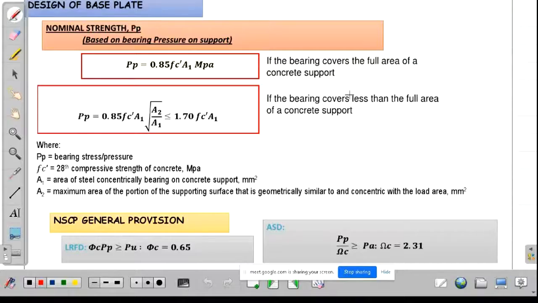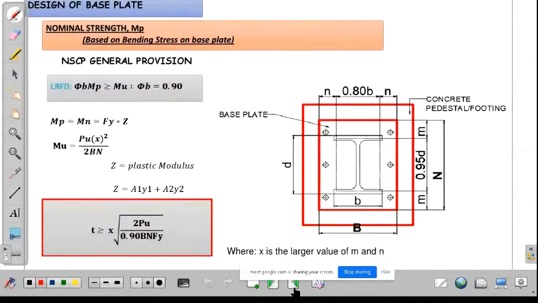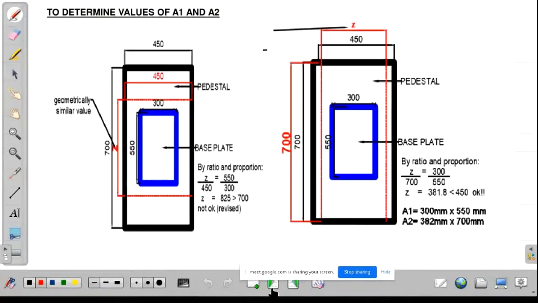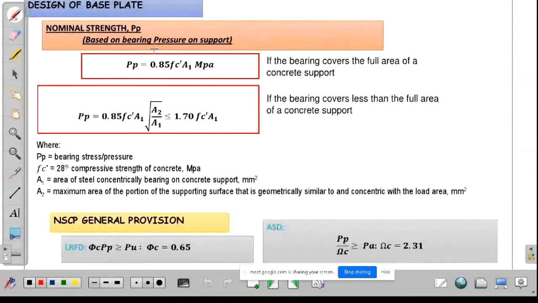Okay? So in designing base plate, we must meet the limitations set by our NSCP. So yung NSCP specification natin, meron tayong limit in designing base plate that is based on our bearing pressure on support, and yung isa is based on bending stress on our base plate. So meron tayong equation. So yung una, yung based on bearing pressure on support. Okay, so we have here two equations to solve for our nominal strength. So ito yung kukunin natin.